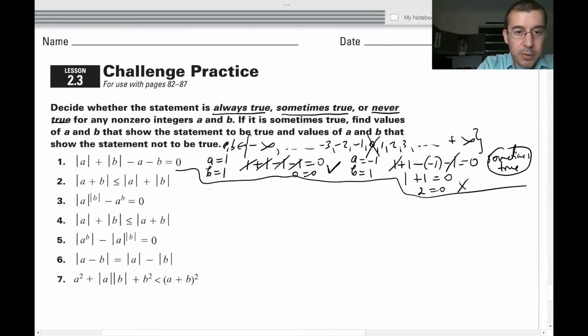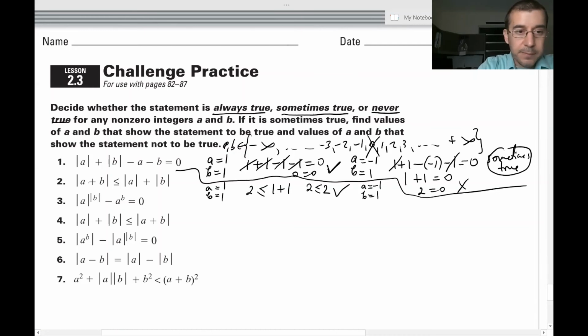Number 2. Let's try the same numbers. Let's try a is 1, b is 1. So here we have a plus b, 1 plus 1, that's 2. Absolute value of 2 is 2. Then we have less or equal to absolute value of 1 is 1 plus absolute value of b of 1 is 1. So 2 is less or equal to 2. Yes, this is true. Let's try a is -1, b is 1.